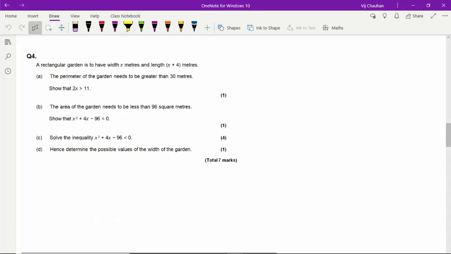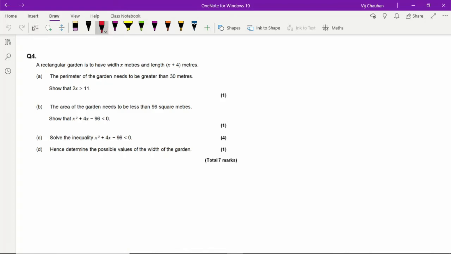So with question 4, it says that a rectangular garden is to have a width of x meters and a length of x plus 4 meters. And question A says the perimeter of the garden needs to be greater than 30 meters. Show that 2x is greater than 11.